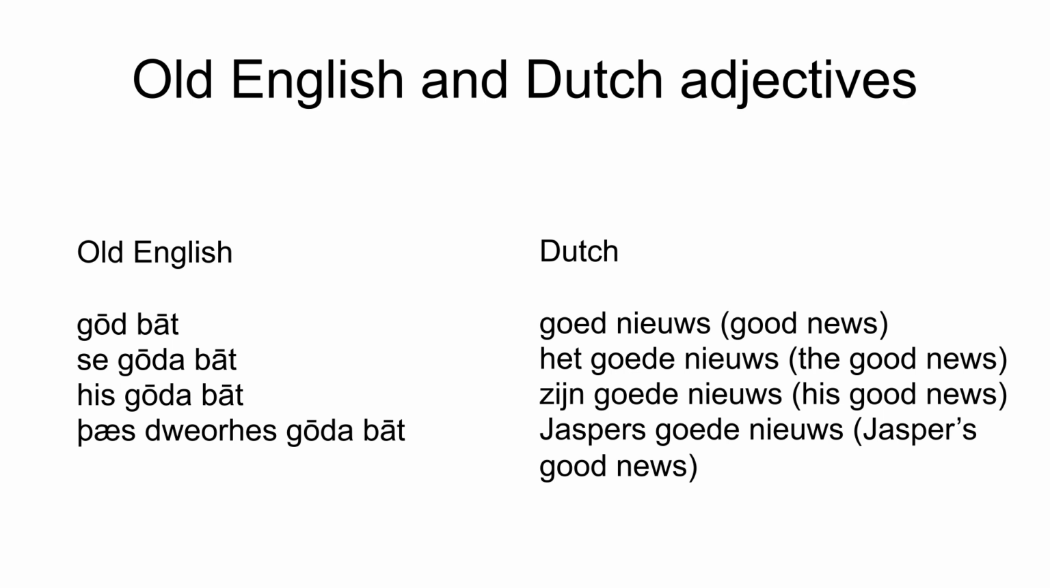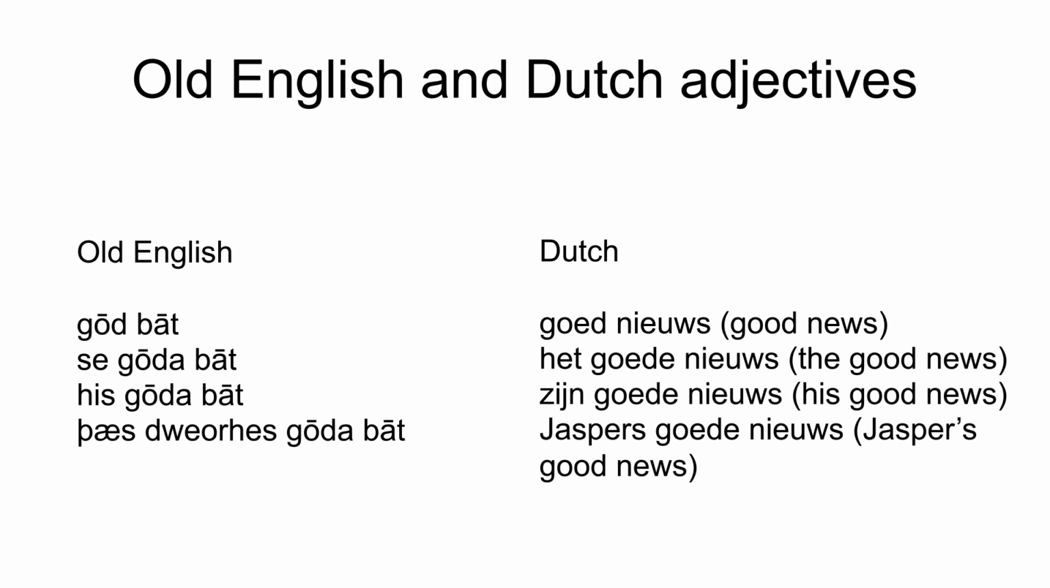So, when an Old English or Dutch adjective is modified by a demonstrative pronoun, it is weak, as in se goda bat and het goede nieuws. Similarly, a possessive pronoun or adjective like his or Dutch zijn also triggers a weak adjective. His goda bat and zijn goede nieuws. Likewise, possessive noun phrases such as thas dwerges in Old English and Jaspers in Dutch trigger the weak adjective. Thas dwerges goda bat and Jaspers goede nieuws.